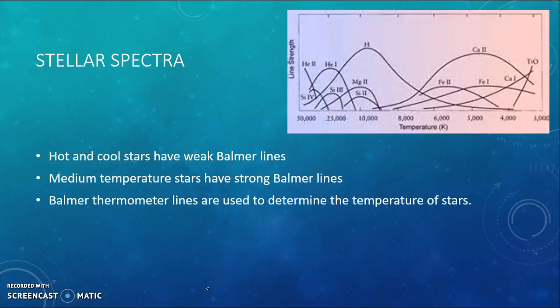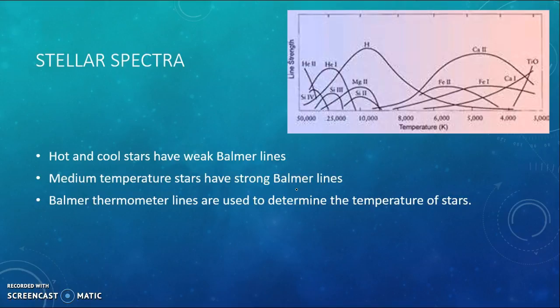The hot stars, on the other hand, have extremely violent collisions, and they knock electrons out of the atom or up to much higher energy levels. And that means that the electron's not going to be in the second energy level. The medium temperature stars will have those collisions, and they'll have plenty of electrons in that second energy level. And so that's why you'll be able to pick up the strong Balmer lines with the medium temperature stars.